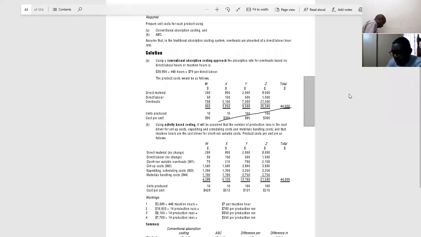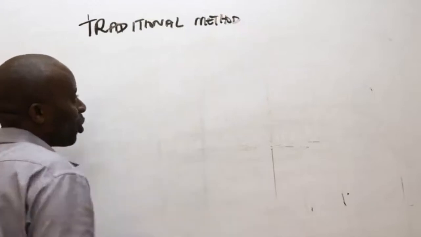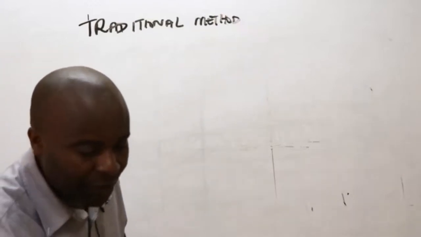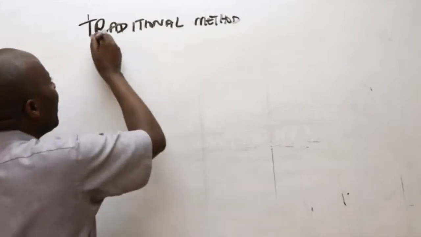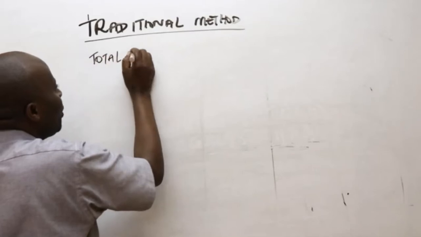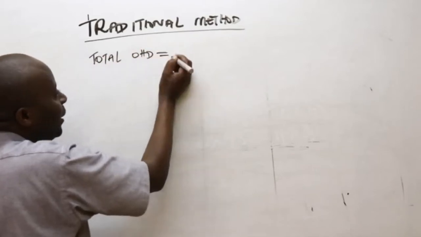So we start with the traditional method. Traditional methods are also called absorption costing or conventional costing. I will need 2 things. Number 1, I will need the total overhead.